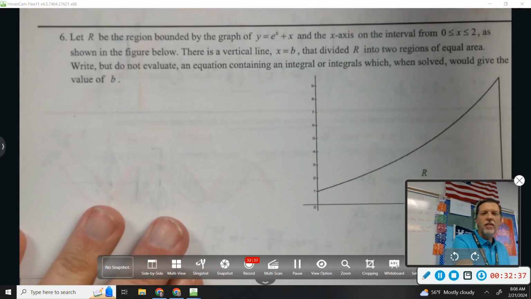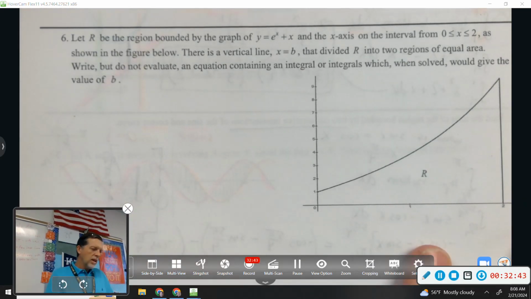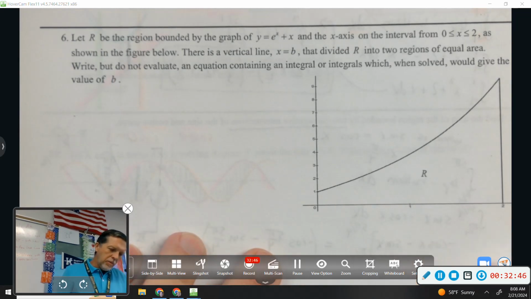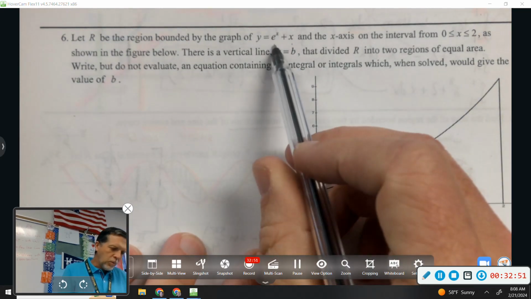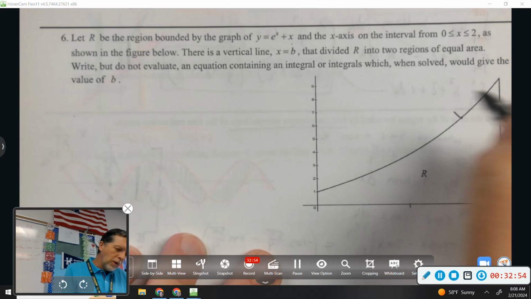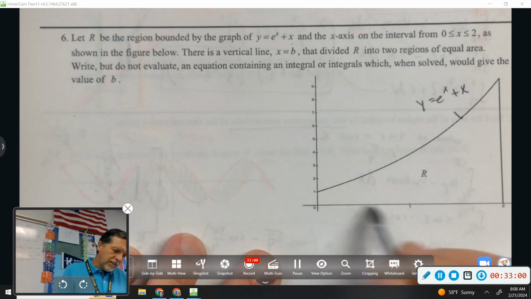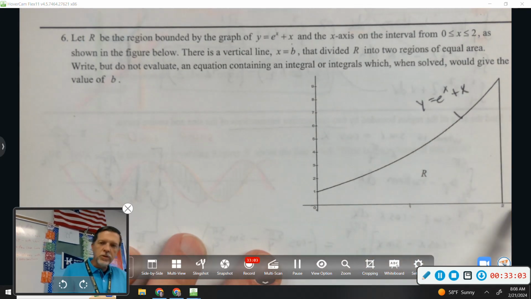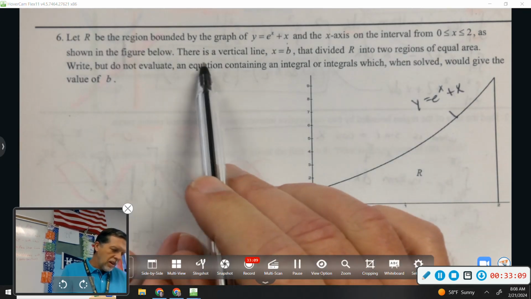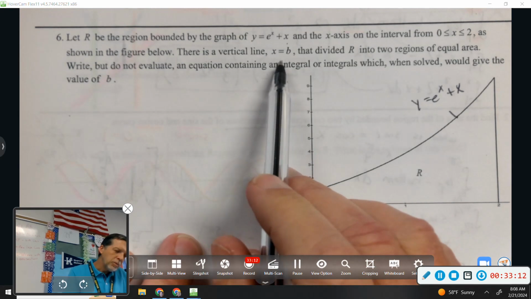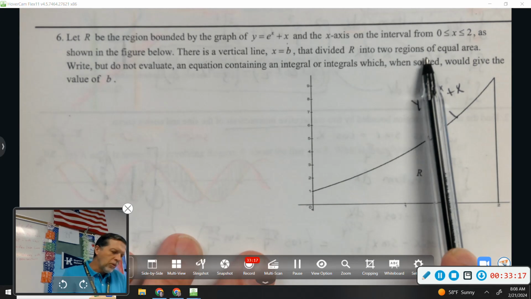Number 6. This is a favorite question to ask on AP tests. Let R be the region bounded by the graph of y equals e to the x plus x. Okay, that's weird, but there's only one equation on this thing, so that's got to be e to the x plus x. And the x-axis, on the interval from 0 to 2. I'm expecting it to ask me to find that area, but instead it says there's a vertical line x equals b, a vertical line that divides this region into two regions of equal area.